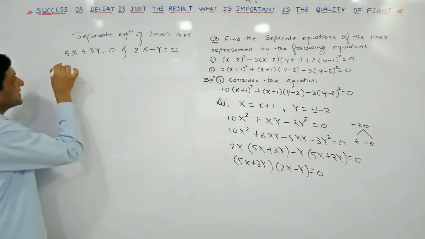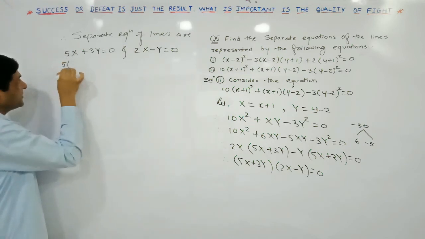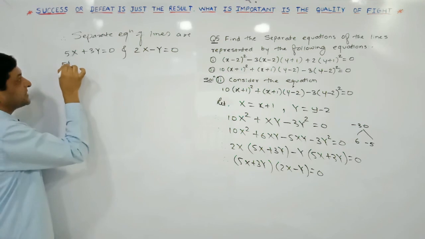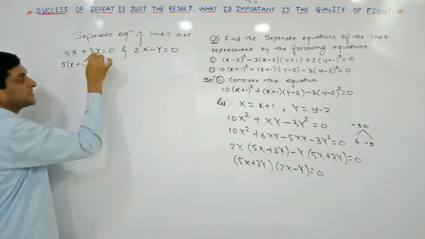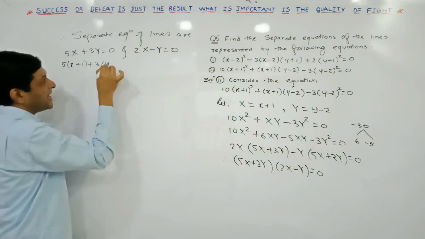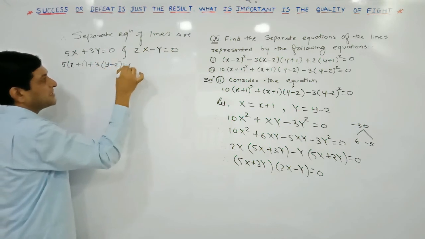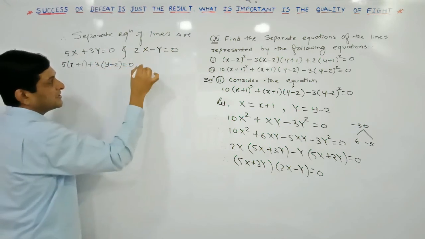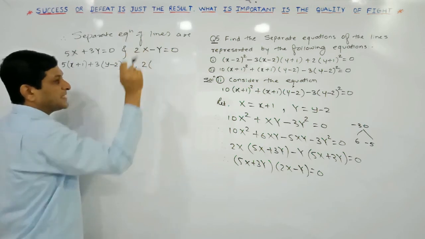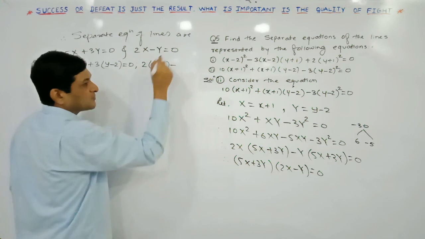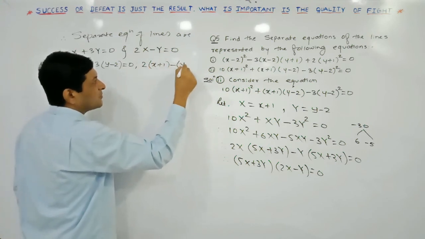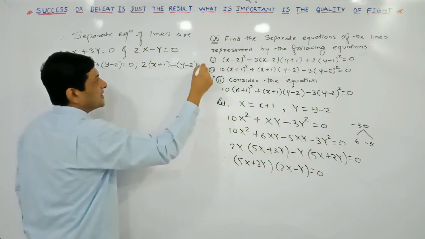Let us see what we'll get here. 5 keep it as it is. I am replacing capital X by x plus 1, plus 3 keep it as it is. Replace capital Y by y minus 2. On this side 0 keep it as it is, and here 2 keep it as it is. Replace capital X by its value x plus 1, minus y. Y can be replaced by y minus 2, is equal to 0.